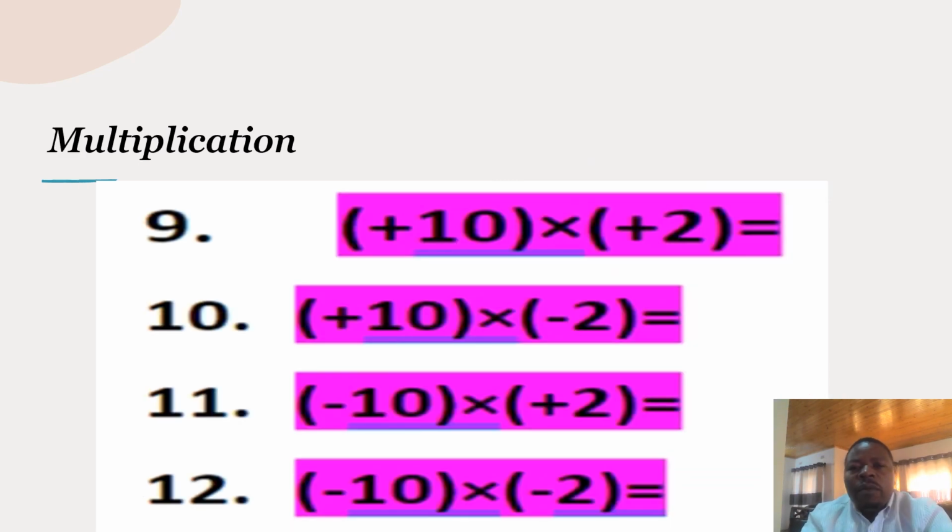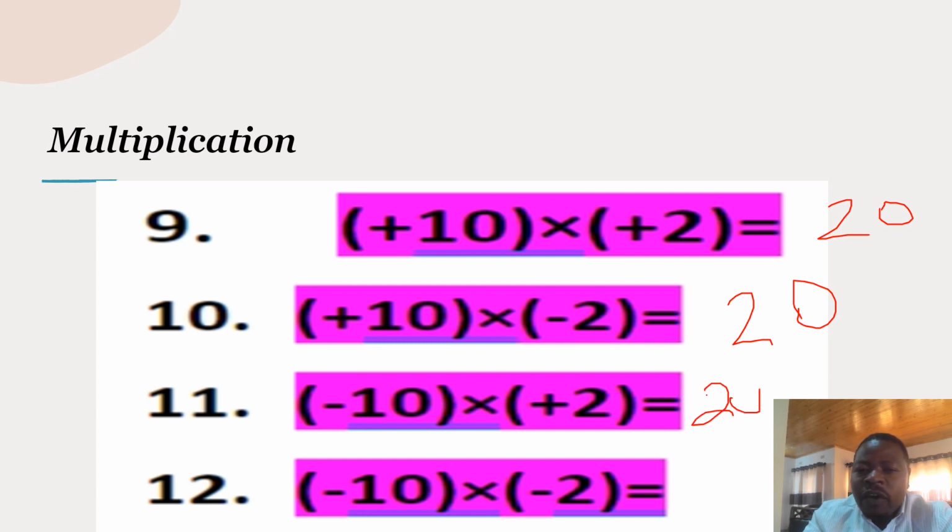Moving on to multiplication. Multiplication is quite easy actually, because multiplication of numbers, as we know it from our primary level, is not going to change. 10 times 2 is going to be 20. That doesn't change. So all these are having a multiplication sign, so the answers are 20 for all the questions. The answers are 20 here, because it's all 10 times 2, and it's not going to change. That is 20.